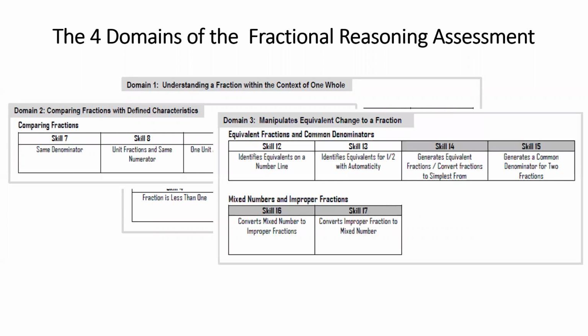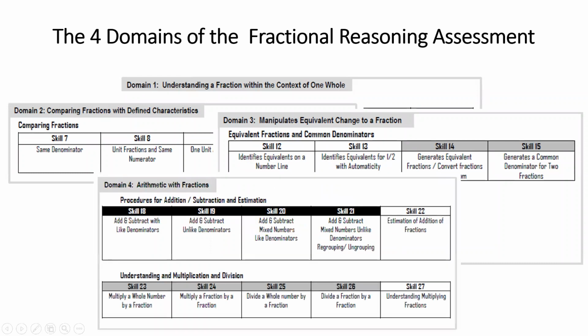The third one, domain 3, has to do with manipulating equivalent change to a fraction. So this deals with understanding equivalent fractions, right? Simplest form, being able to convert mixed numbers to improper fractions, because all of those skills are really doing is finding equivalencies or changing the structure of the fraction. And the last one has to do with arithmetic of fractions, okay? And it says procedures for addition, subtraction, and estimation, and understanding multiplication and division.